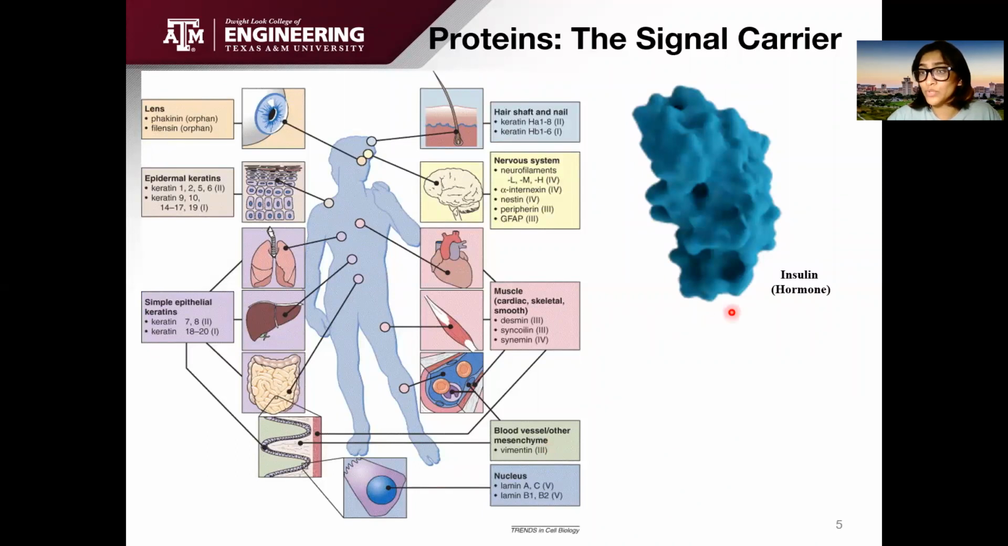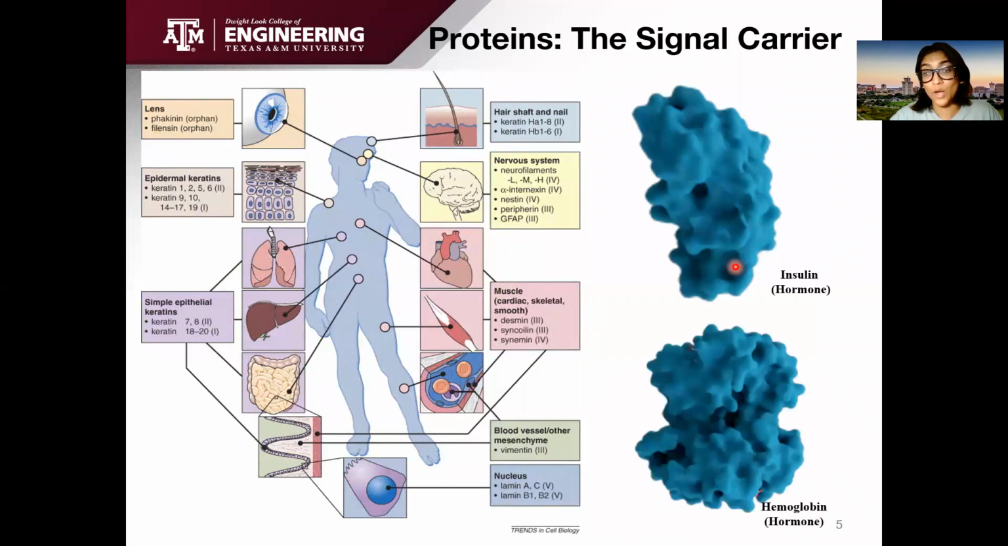We all know about insulin. We need it to process our glucose. It is a protein. We also know about hemoglobin. It helps us to carry oxygen throughout the body. It is also a protein. Given the important roles proteins play in our physiology, we must know what proteins are and how they work if we want to know how biological signal processing works.